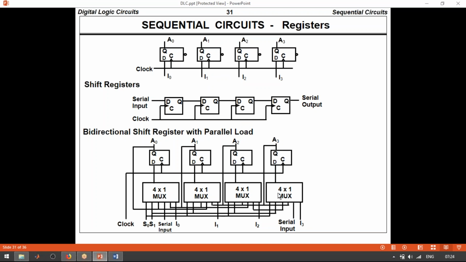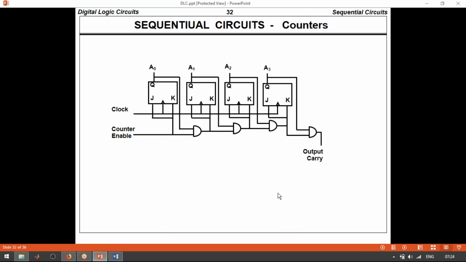So likewise, the operation will perform. And for sequential circuits, one is a shift register, the next one is a counter. There are two types of counters: one is a synchronous counter and another one is an asynchronous counter. For an asynchronous counter, the example is a ripple counter, a ripple carry counter.